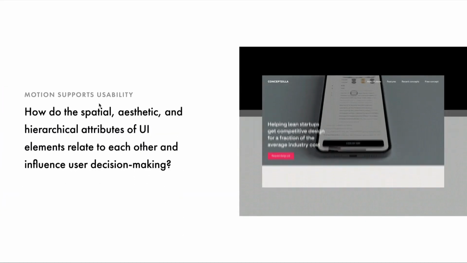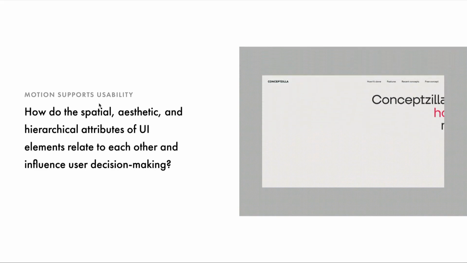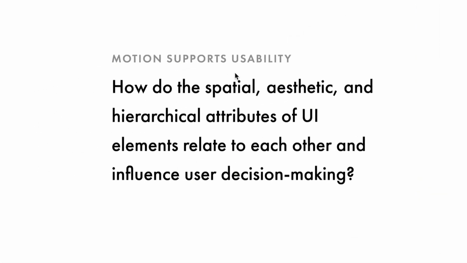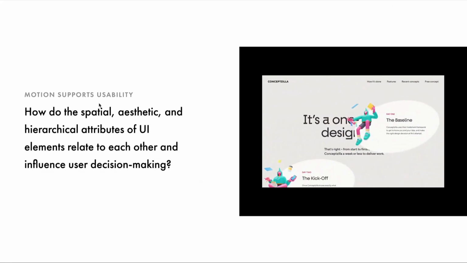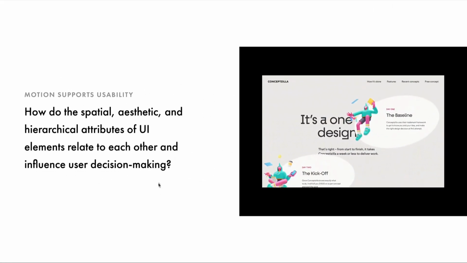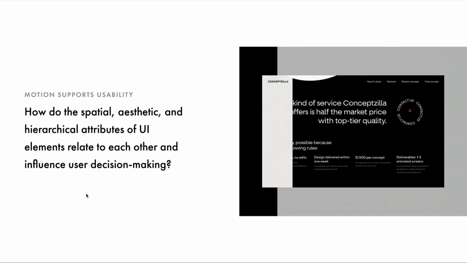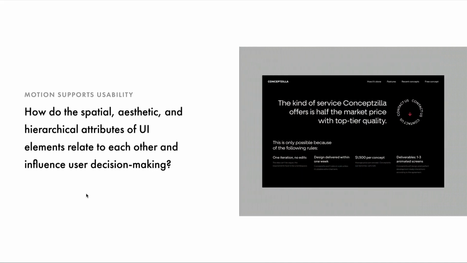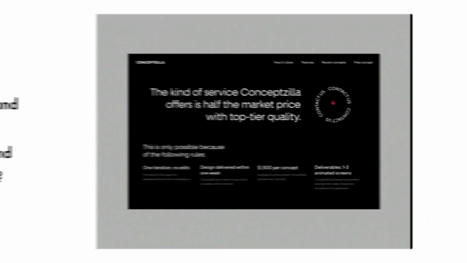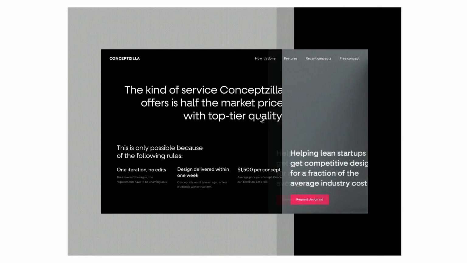The last one: how do the spatial, aesthetic, and hierarchical attributes of UI elements relate to each other and influence user decision making? Now, this is another big one. How does motion really impact the various relationships of elements that exist? Let's take a look at this little example.